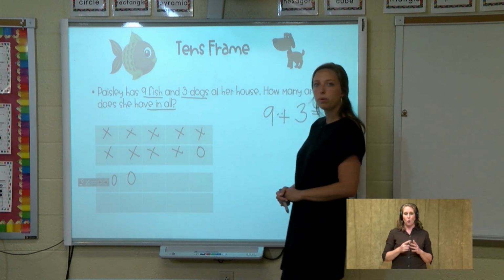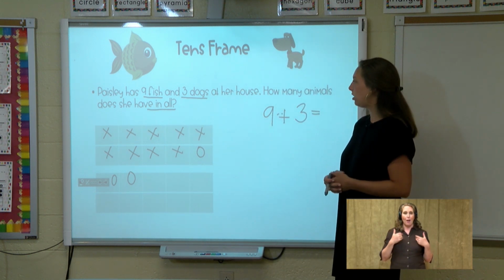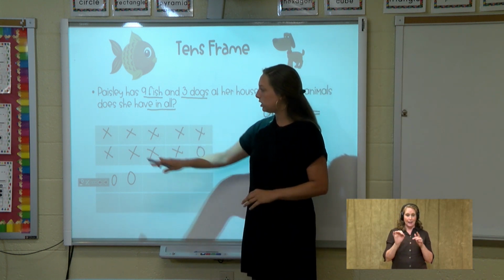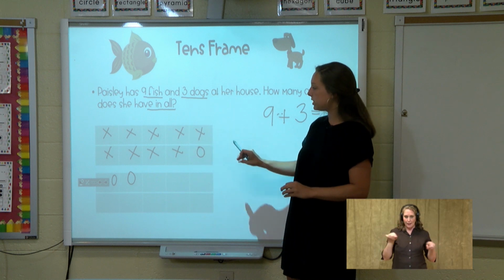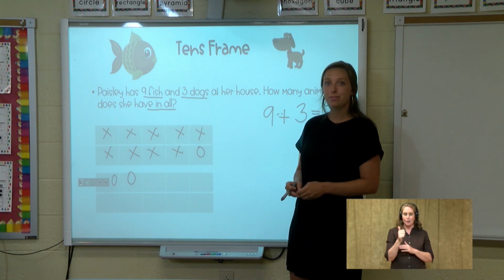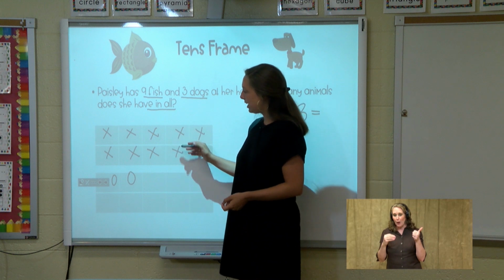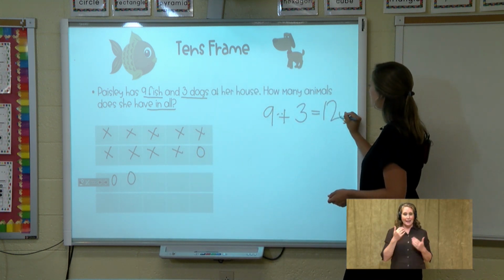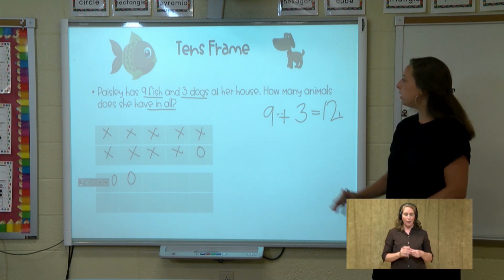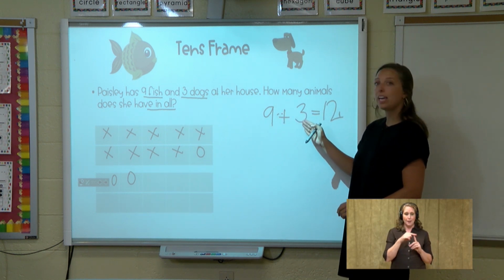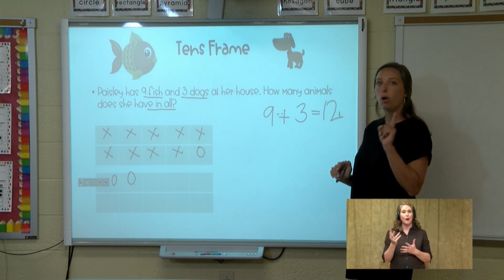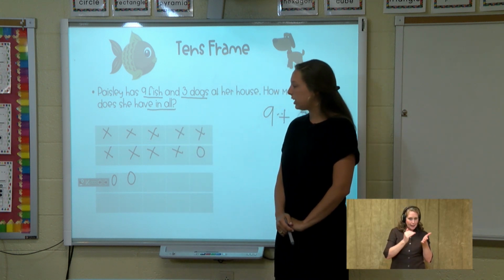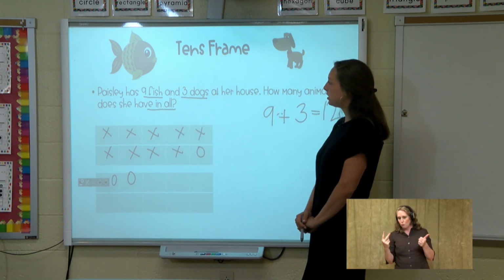What was my total number? How many did she have in all? You can go back and count your tens frame again. You know this is 10 because we filled up the tens frame, so count on. If you're ready for 2nd grade, you can just count on. 10, 11, 12. She had 12 animals in all. 9 plus 3 gives us the sum 12. Always check your work. Go back through, recount in your tens frame to make sure you have the same answer.